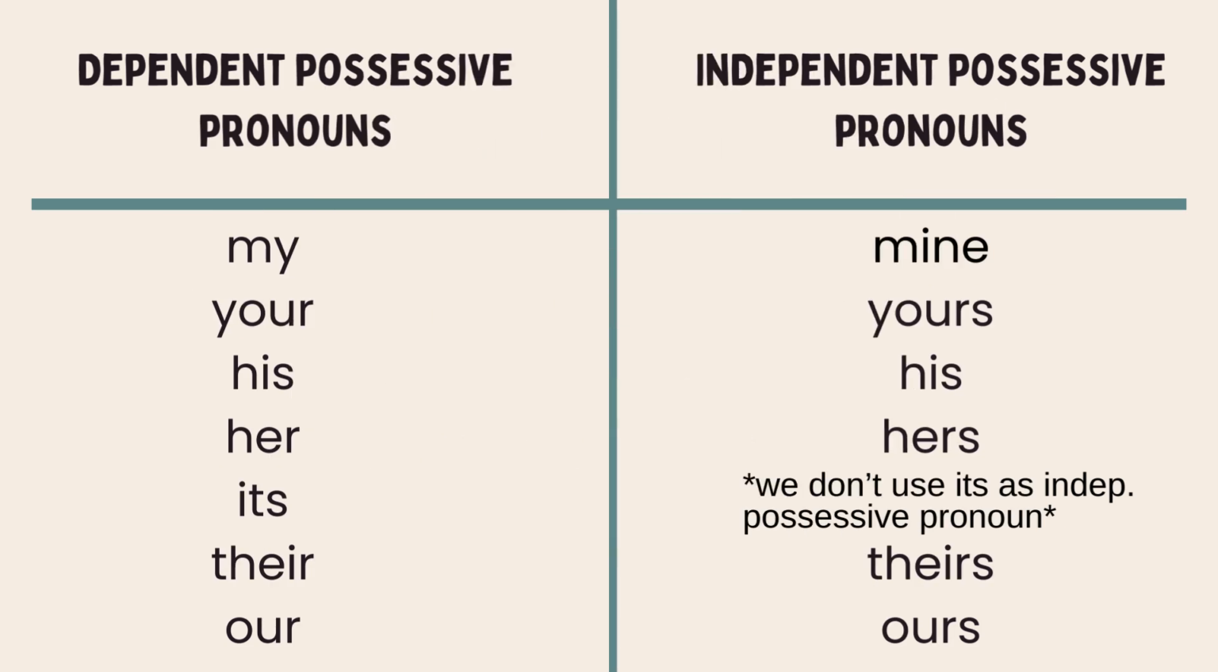Here's a list of both types of possessive pronouns. Dependent possessive pronouns are my, your, his, her, its, their, our. And the independent possessive pronouns are mine, yours, his, hers, theirs, and ours. But be aware, there is no use of its as an independent possessive pronoun.